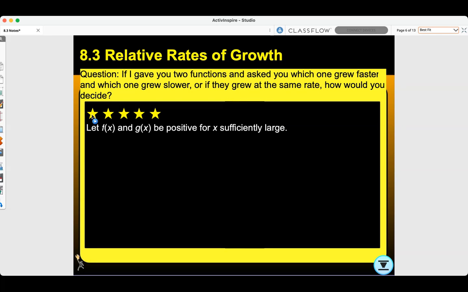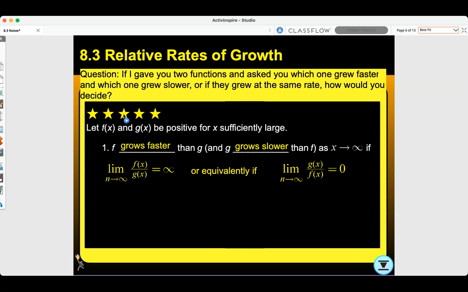First, let f of x and g of x be positive for x sufficiently large. 1, f grows faster than g, and g grows slower than f as x approaches infinity if the limit as x approaches infinity of f of x over g of x equals infinity, or equivalently, the limit as x approaches infinity of g of x over f of x equals 0.